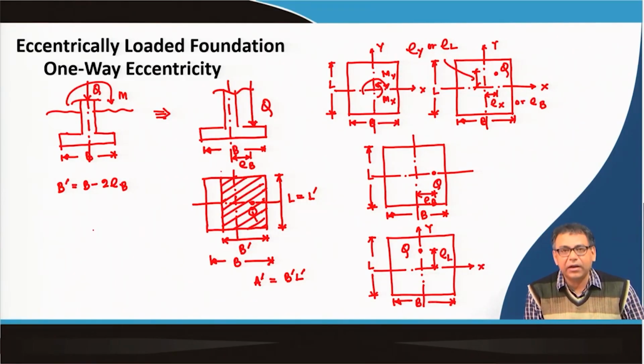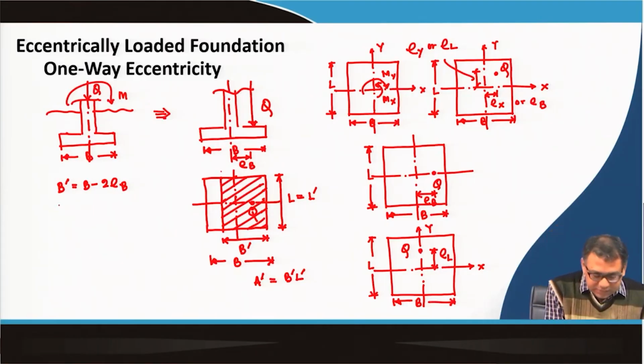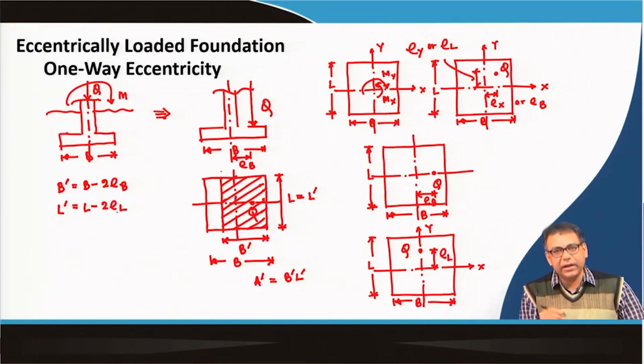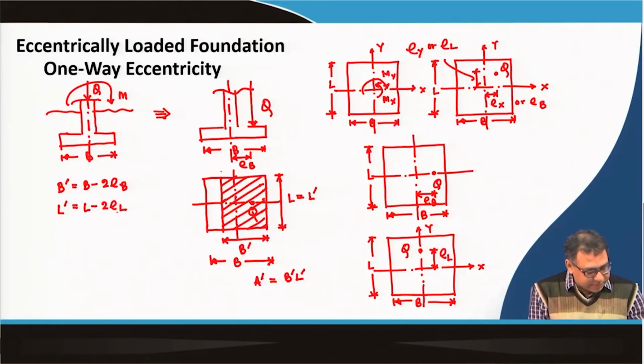So, this is the one case. Now, if the loading is acting away from the center towards the length direction, because we are talking about one way eccentricity, in such a case my L dash will be equal to L minus 2 E L. E L is again the same distance that I have discussed.